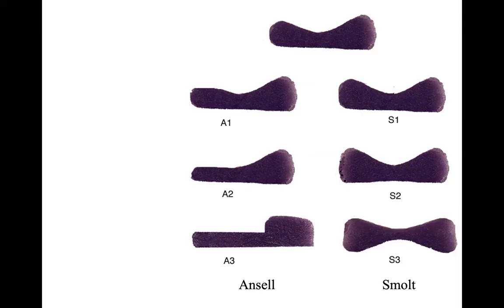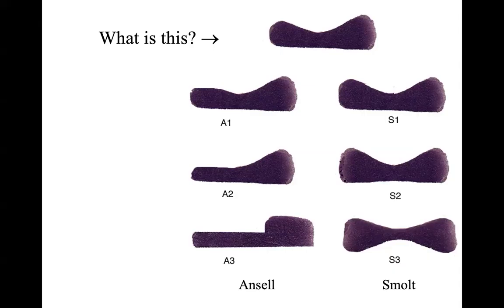And the interesting thing with the experiment is that the answer depended on how the experimenter held the object. So if it was held in the middle of the object with two fingers, then the subject said that it's a smalt. But if it was held at this end of the object, then they said it was an ancel. It was the same object.